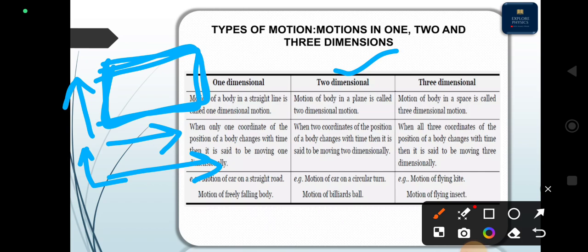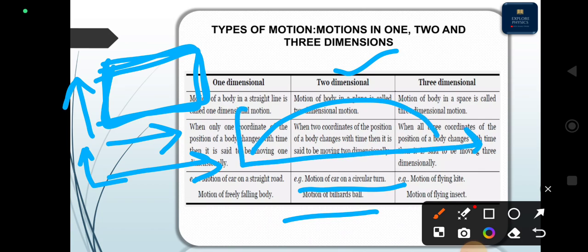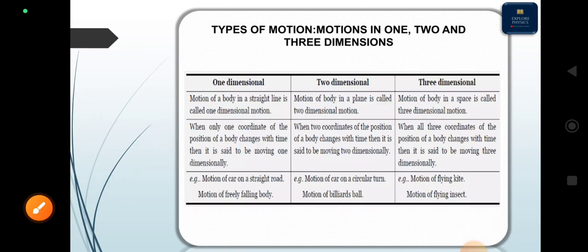For example, we can give the motion of a car moving on a circular turn, and the motion of billiard balls. We can also consider projectile motion, where a ball is thrown from one place to another. This is also an example of two dimensional motion. Now the third and last one is three dimensional motion.